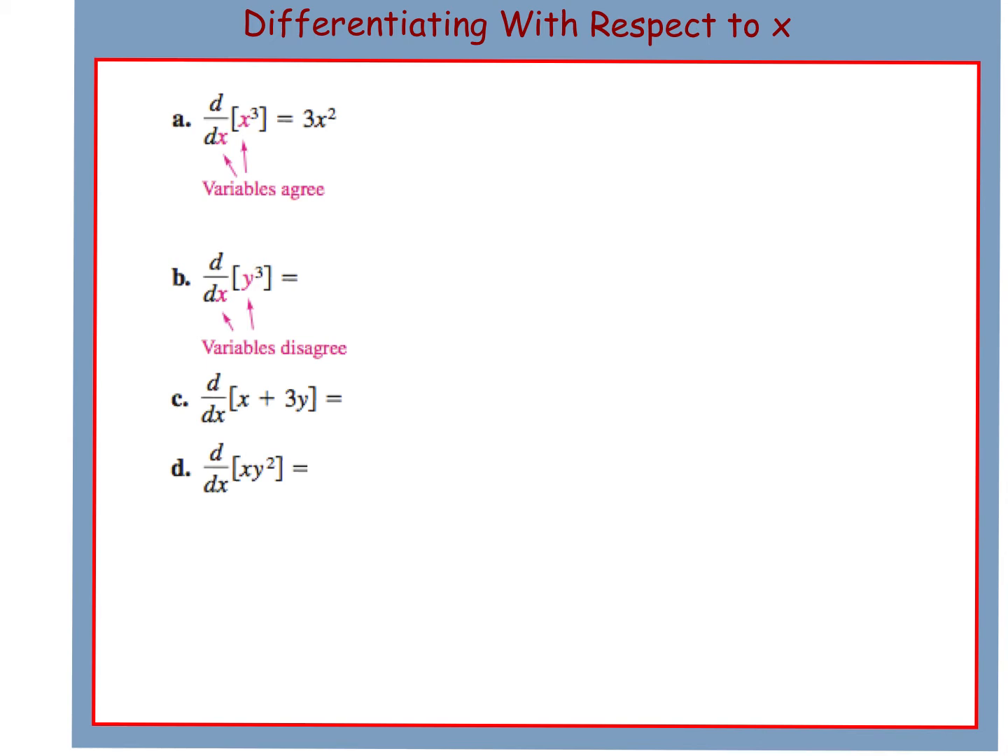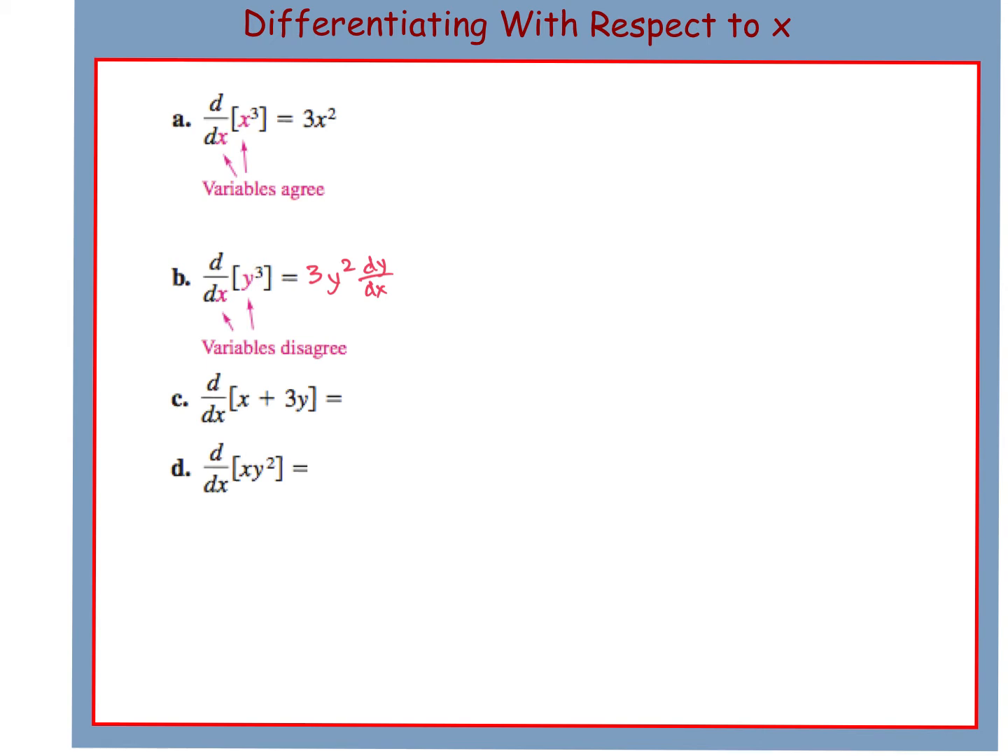Now, what happens if I take a derivative with respect to x of y cubed? Well, what's the derivative of y cubed? It would still be a power rule of 3y squared. However, my variables disagree. And so here, I now have a dy. I took a derivative of y with respect to x. A dy dx pops out because my variables don't match.